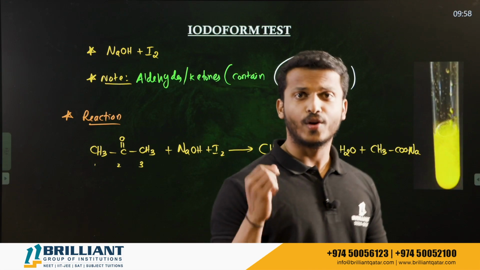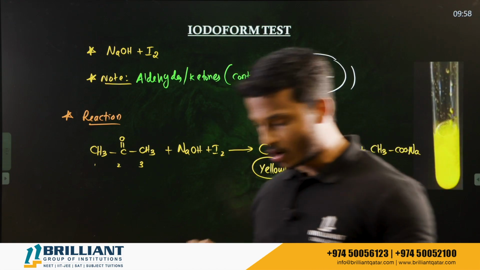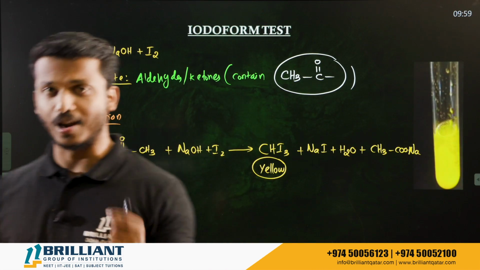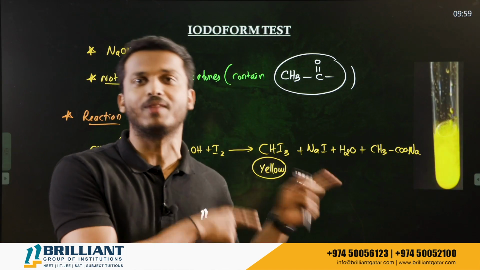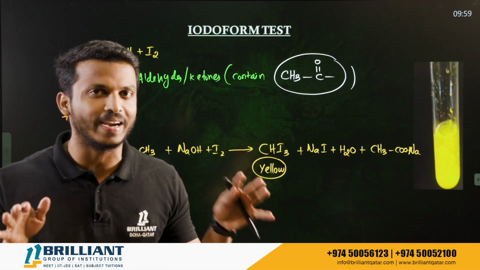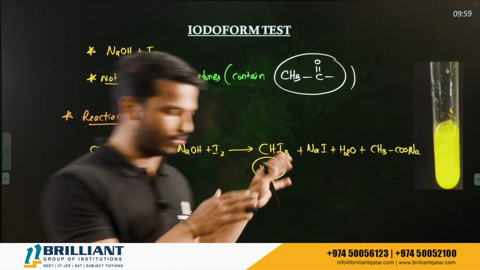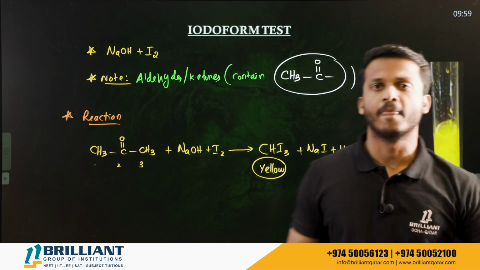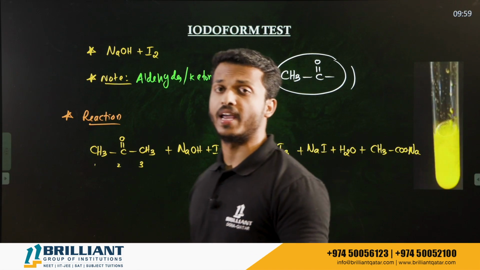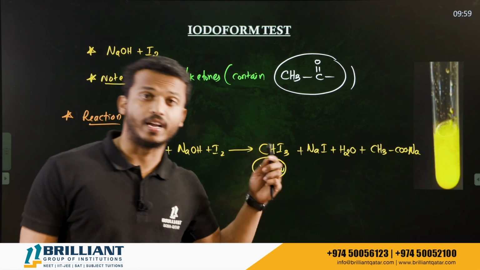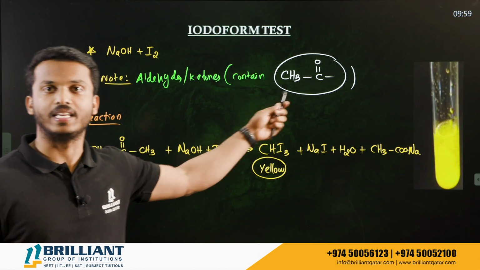So, dear all, iodoform test is given by which organic compounds? Aldehydes and ketones. Alcohol is also there, but in the alcohol chapter I will discuss that. Now we are dealing with the aldehyde and ketone chapter, so I'm discussing only aldehydes and ketones. Iodoform test is given by aldehydes and ketones that contain the CH3CO group.